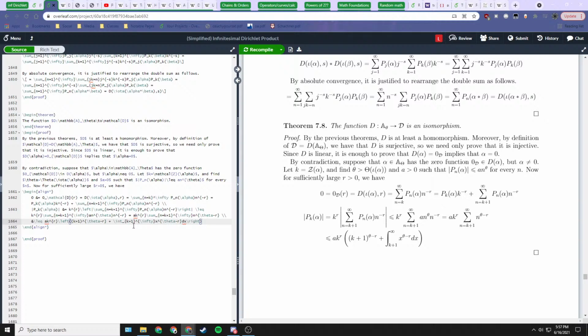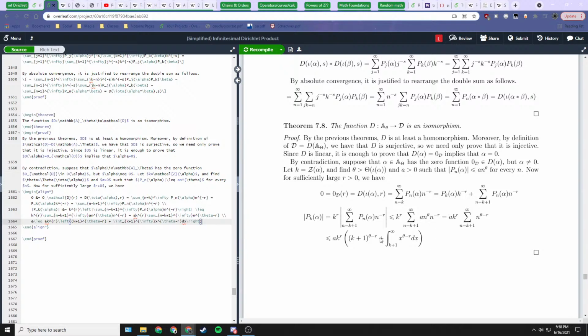Okay, let me double check these. So we have this, subtract this off, multiplied by k power r, take the absolute value, summation. Okay, this checks out. And then we have absolute value, so this is less than or equal to this. So we just bound it by this, pull out the a, and combine the exponents, and then bound this by a k power r times k plus 1 power theta minus r. I think this is okay.